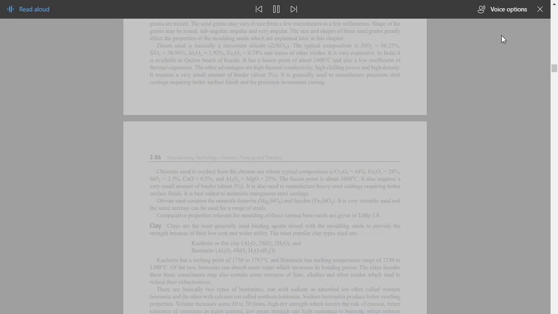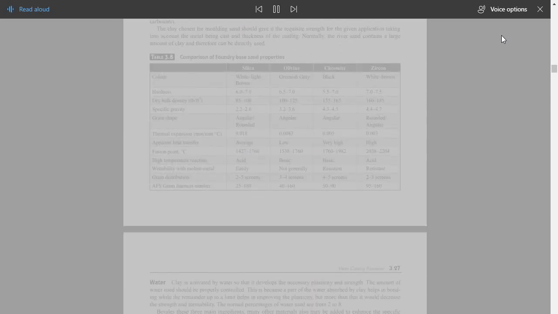In contrast, the calcium bentonites have low dry strength, but higher green strength. It is possible to improve the properties of calcium bentonite by treating it chemically with soda ash, sodium carbonate. The clay chosen for molding sand should give it the requisite strength for the given application, taking into account the metal being cast and the thickness of the casting. Normally, river sand contains a large amount of clay and therefore can be directly used.